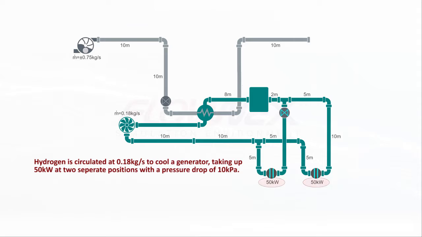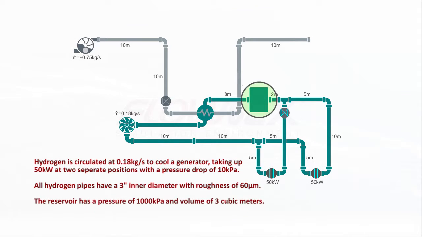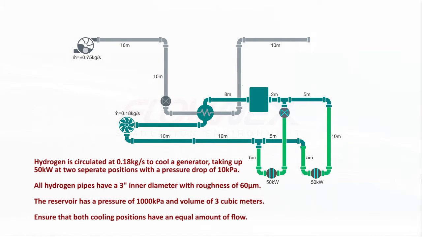So it will take up 50 kilowatts of heat at 2 separate positions where the local pressure drop will be 10 kPa. All pipes have a 3-inch inner diameter with a roughness of 60 microns. The reservoir, which inventory is used to control the system pressure, is kept at 1000 kPa and has a cylindrical volume of 3 cubic meters. And finally, we have to ensure that both cooling lines have an equal amount of flow.